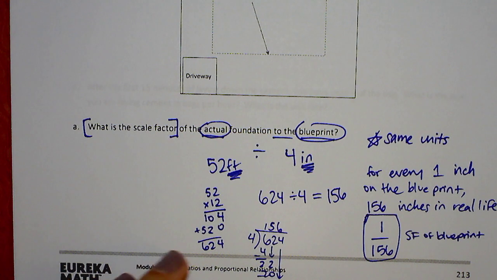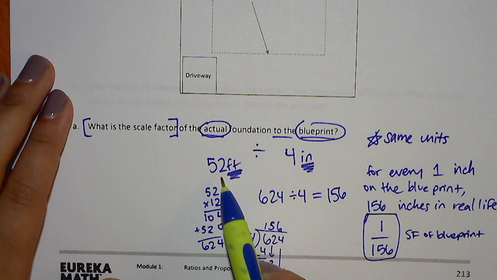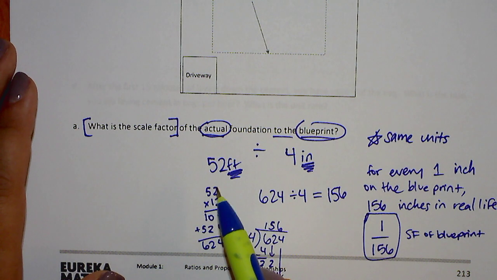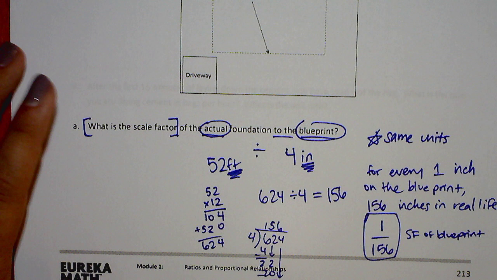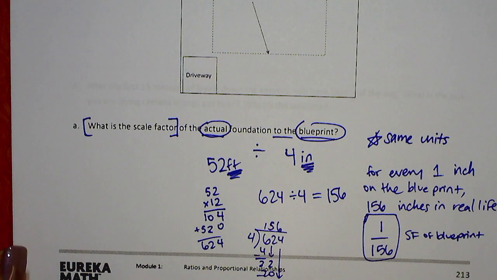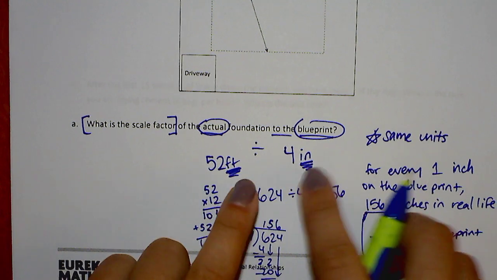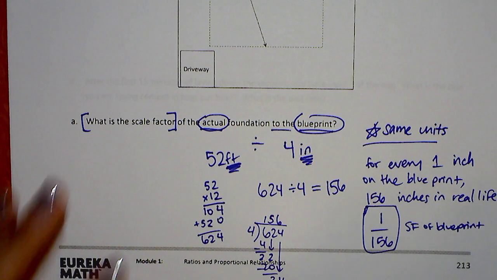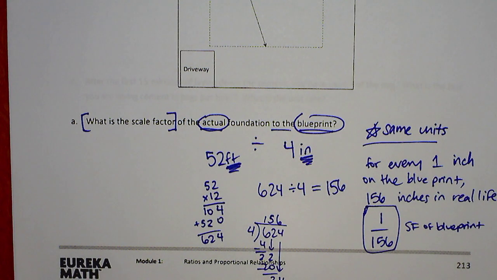I gave some points to people who said, okay, well, this is 13 times bigger, so maybe it's 13 or 1 over 13. That might be why you got a few points but not all the points. Or if you said, I know it needs to be 4 over 52, that's fine. That might be why you got a few points but not all the points, because they need to be in the same units. All right, get ready to flip the page.